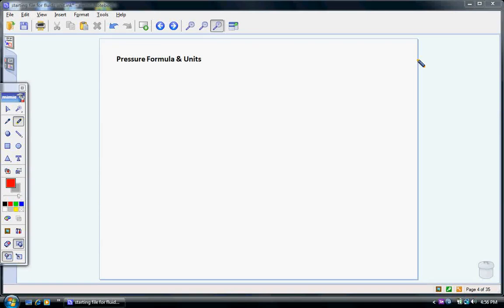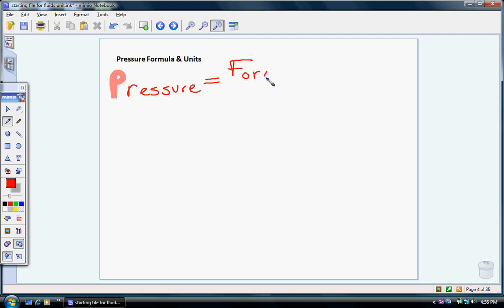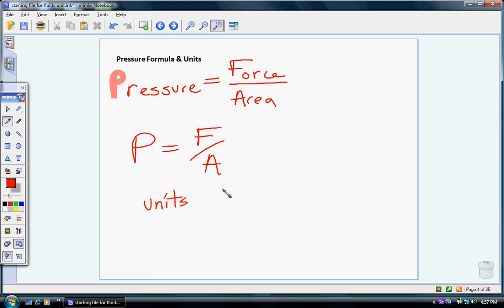Okay, now calculating pressure. Well, pressure is equal to force divided by area. In symbols, pressure equals F divided by A. Units, basically newtons divided by meters squared, which equal pascals, which can be just written Pa.